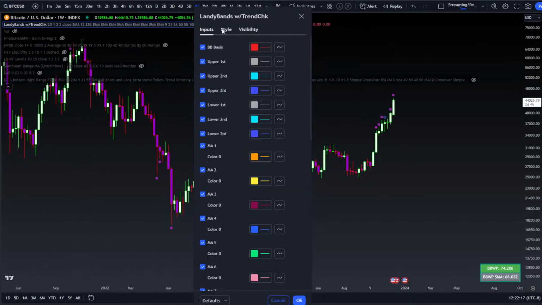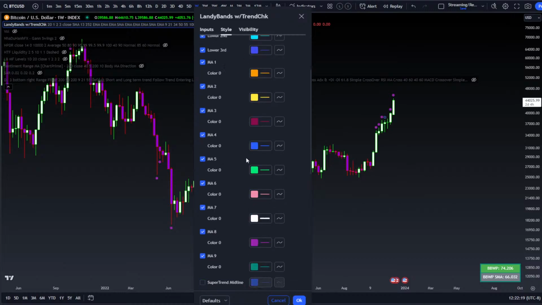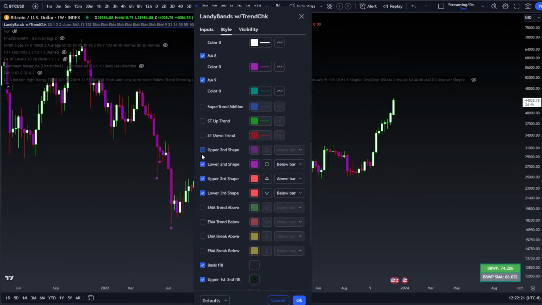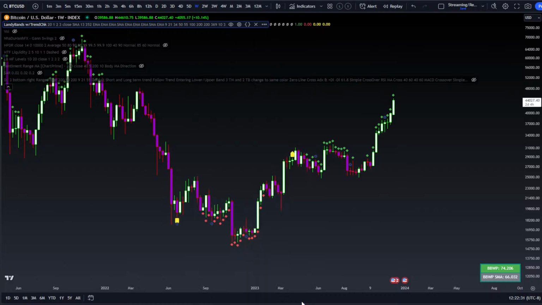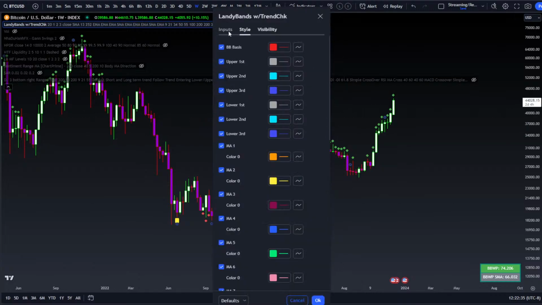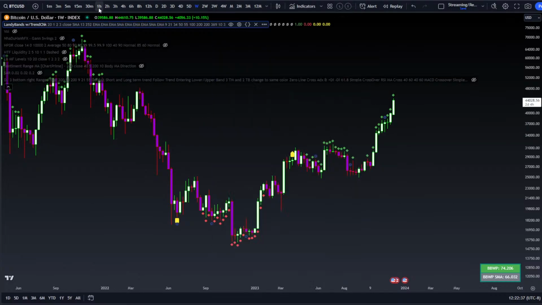So the trend checker, let's turn off the Bollinger Band related stuff. So that would be the upper, second, and third shapes. We can do EMA trend above, trend below, trend break above, and trend break below. And then I'm going to tell you the secret sauce behind this. So let's go ahead and go to an hourly.